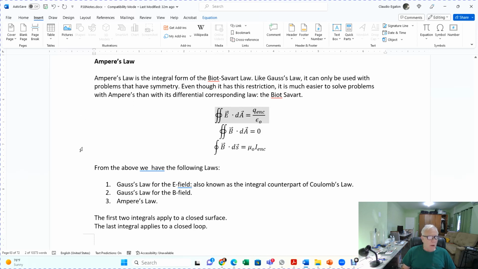What I want to finish covering today is another way of solving for the magnetic field using Ampere's law. Here is how we formulate Ampere's law. It's not a closed area integral, but a closed loop integral. This ds here stands for loop. That's an important difference between the electric and magnetic fields.